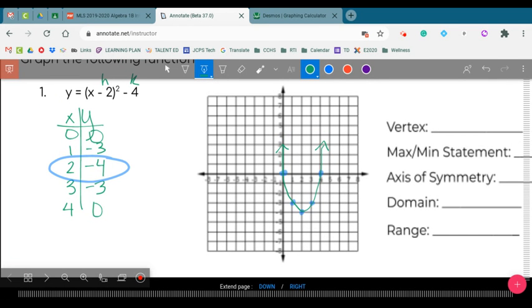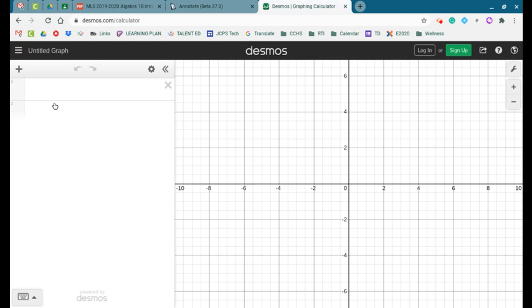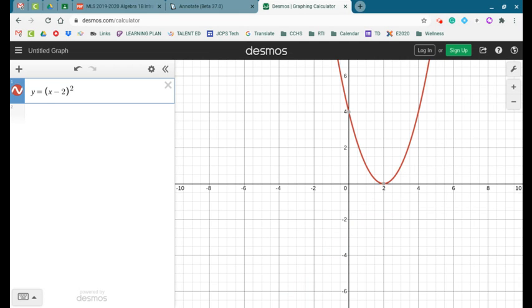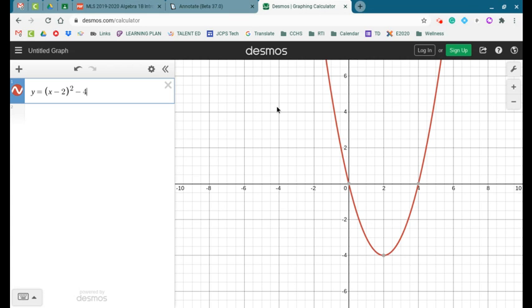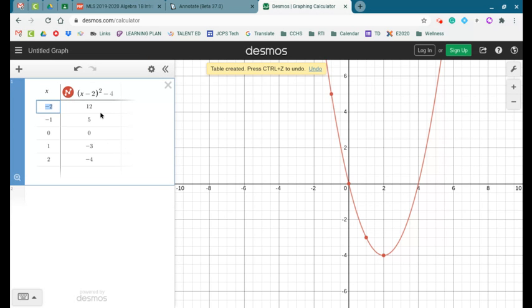So on Desmos, if you can see this, I'm just going to show you. If you go to Desmos, type in your function. So I'm going to type in y equals x minus 2, and then your caret and square, and then minus 4. That's what it should look like. So you can kind of see where the vertex is on this, but if you hit this little gear, and then there's the table function, it says convert to a table, it'll give you your table.